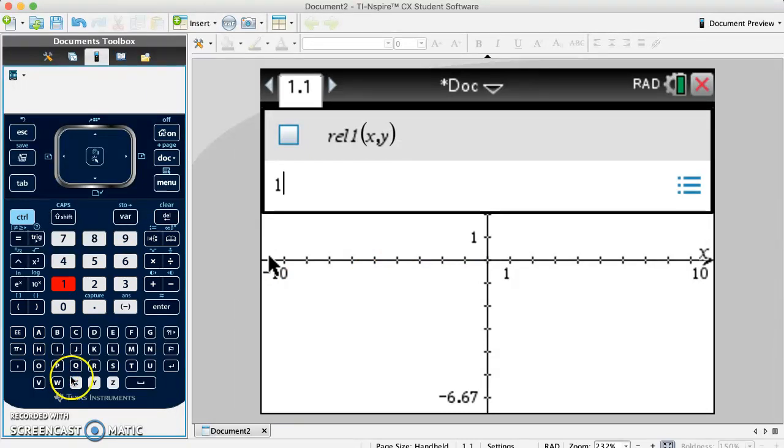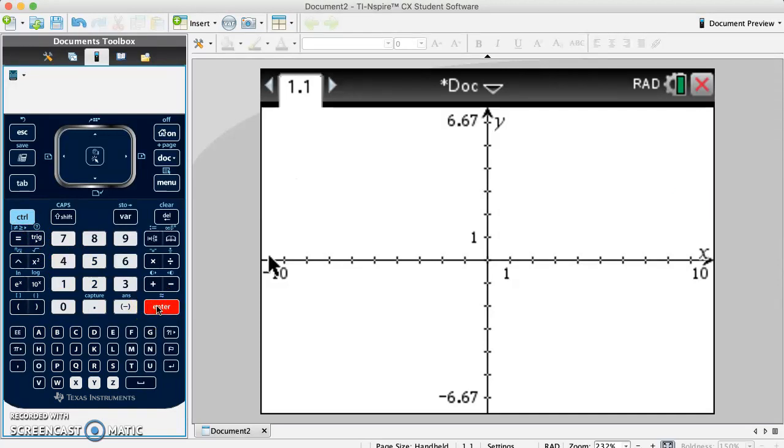So 1x plus 0.50y is equal to 140. Now, it's okay that nothing showed up because that just means the graph is not in our viewing window from 6.6 to negative 6.6 and from 10 to negative 10.